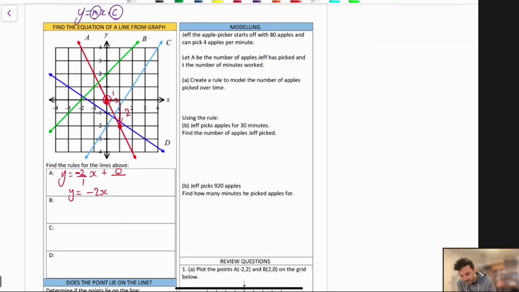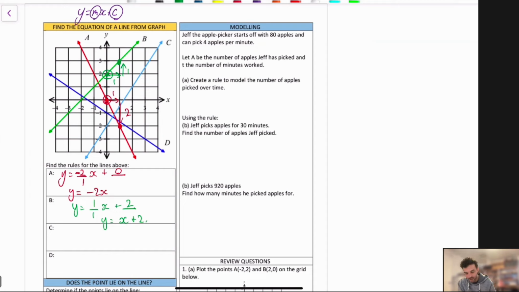Let's have a go at equation B. First thing, find the y-intercept. So the y-intercept in this case is 2. So we put a 2 here, it's positive 2. And then let's find the gradient. Here's another point. Across 1, up 1. So 1 over 1. Now we can simplify this to y is equal to 1x, or just simply x plus 2.